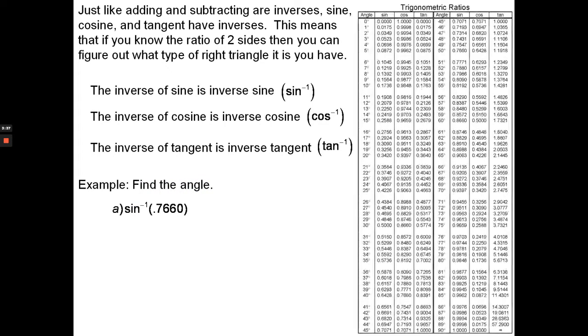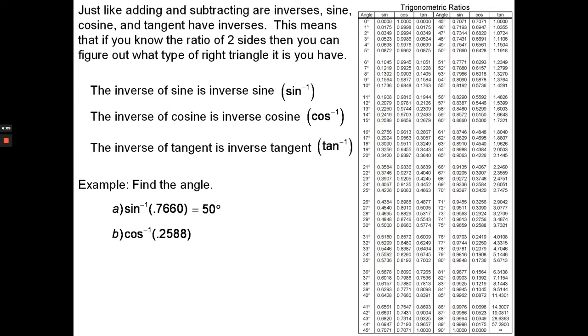Okay, so we want to find the angle given that we know the ratio of sides is 0.7660. So we are going to scroll through our sine column. We're going to scroll down and keep scrolling with your finger until you get to our number, 0.7660. And then you're going to come back and you're going to say, oh, that's 50 degrees.